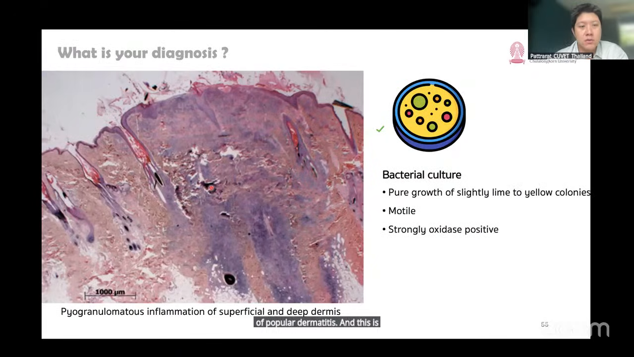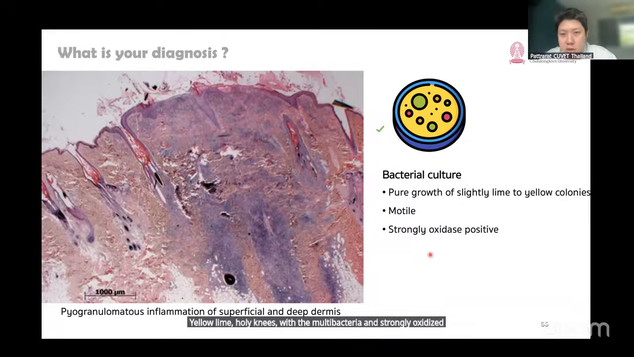And this is the histopathology of the dog. You can see the inflammation with the presence of white blood cells from the epidermis to the dermis. This is pyogranulomatous inflammation of both the superficial and deep dermis. And the bacterial culture shows pure culture of yellow-green colonies with motile bacteria and strongly oxidase positive results.